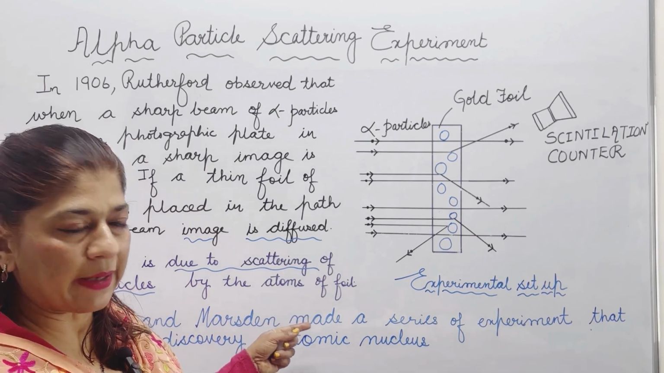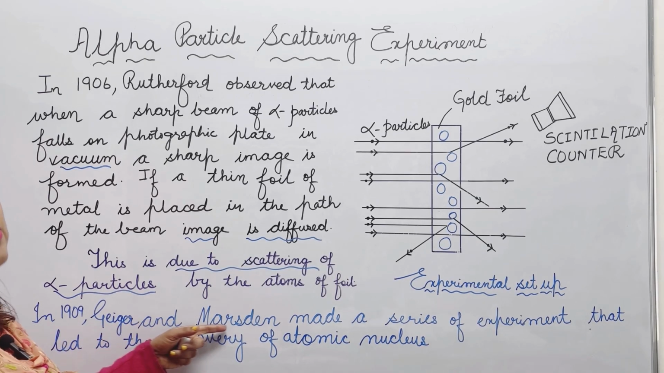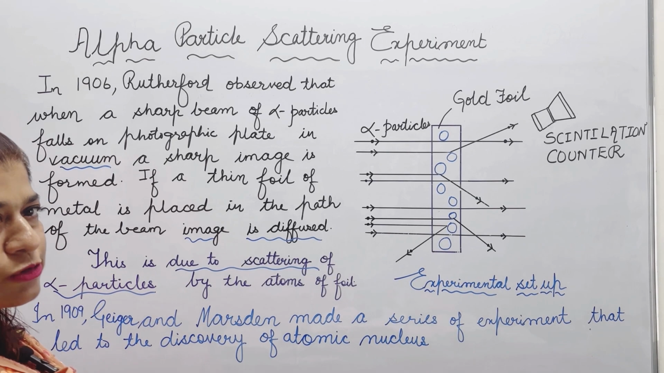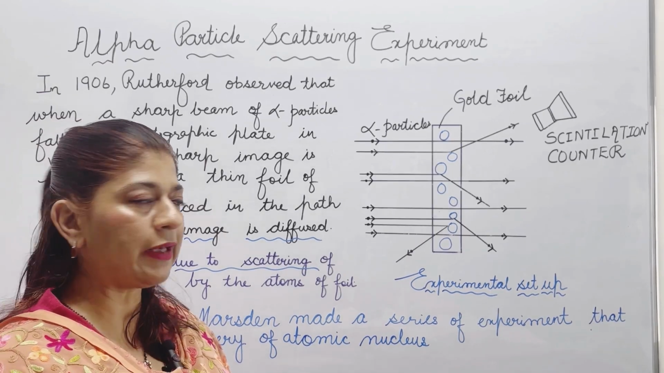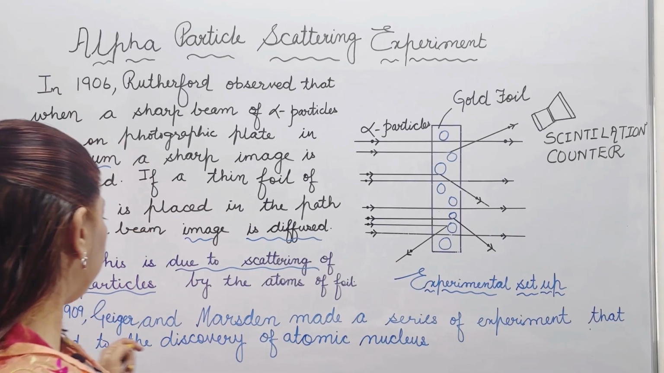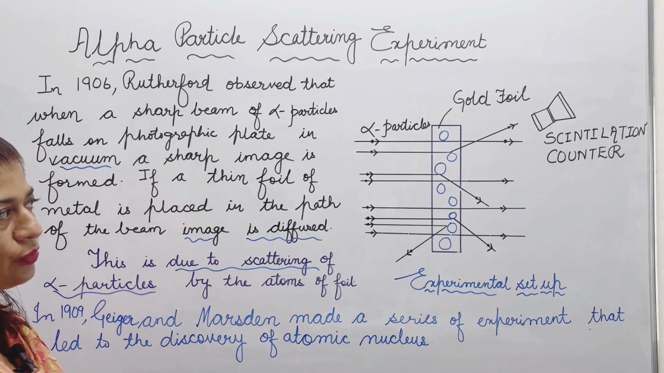Now, in 1909, Geiger and Marsden, both students of Rutherford, were also working in the same lab. They carried out a series of experiments that led to the discovery of the atomic nucleus.